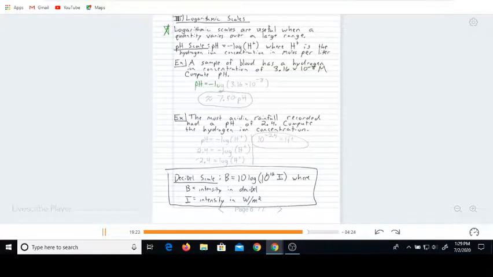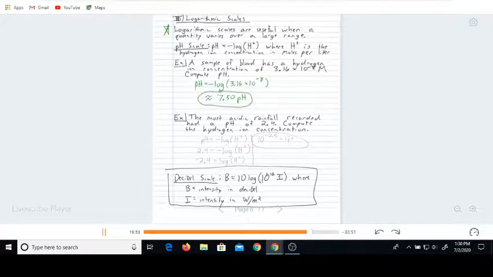So we don't know what the pH is, but we do know the hydrogen ion concentration, which is 3.16 times 10 to the negative 8. So we'll plug that in. Notice there's nothing to solve for. We can just type that into our calculator. Let's go ahead and do that now. So negative log of 3.16 times 10 to the negative 8, and we get approximately 7.50. And for those of you in the health sciences, you'll realize that's a pretty normal pH for blood.